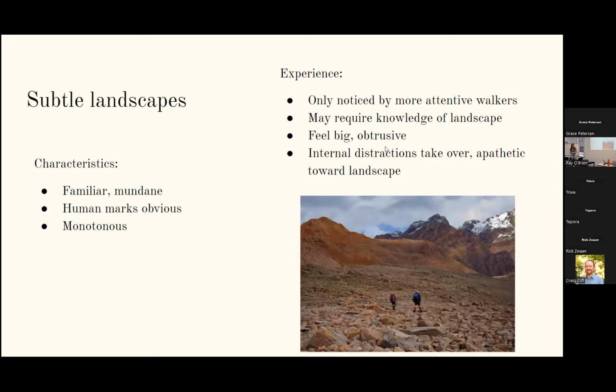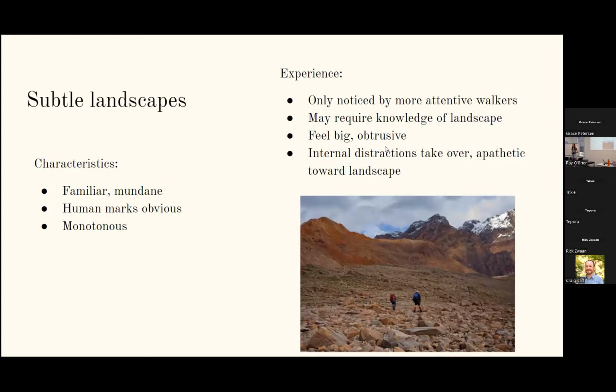Also more subtle landscapes. These were ones that were only noticed by people who were a bit more slow-paced, attentive, and really looking for things. Often ones that we're used to having as a backdrop, landscapes that are quite familiar, which could be, I guess, the more civilized areas like farmland and roads.